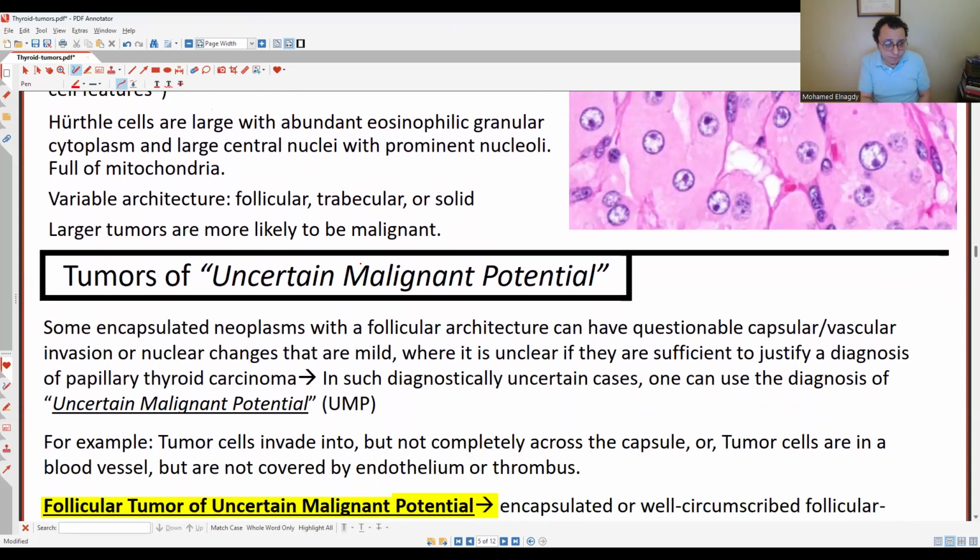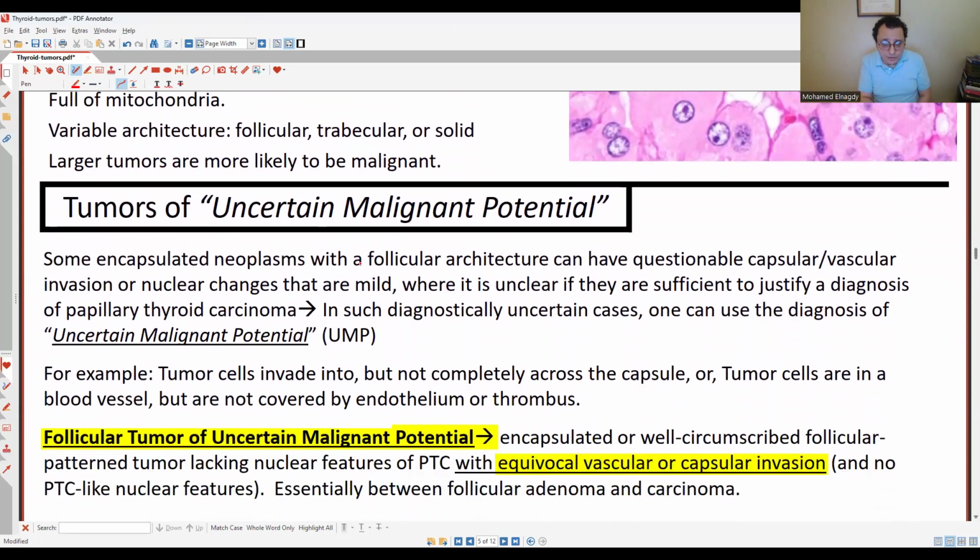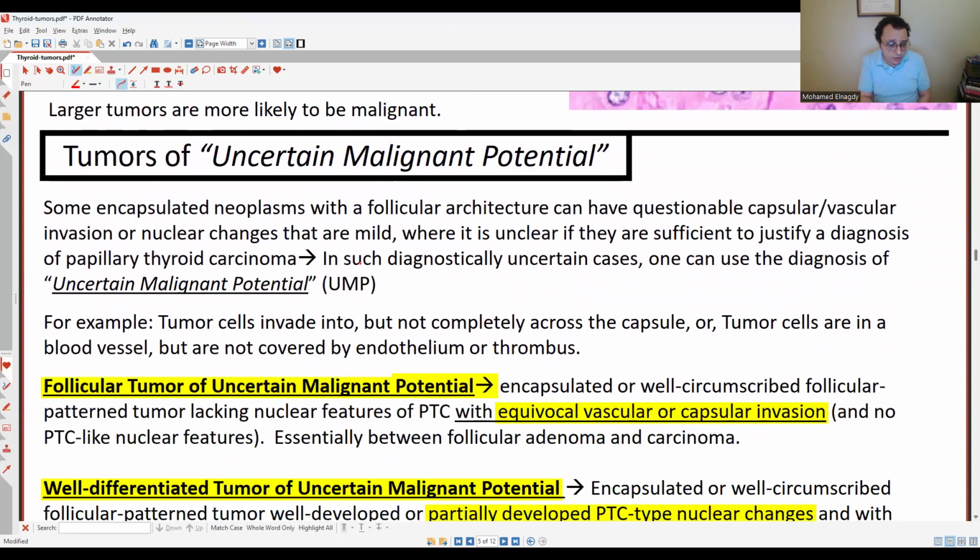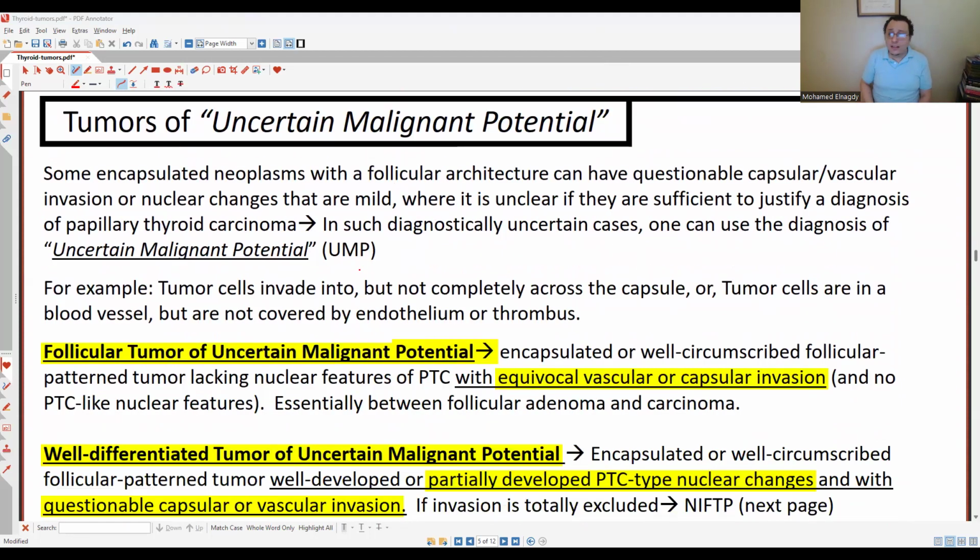Okay. Anybody remember from yesterday why Hurthle cell has a granular eosinophilic cytoplasm? We need to repeat this so that we memorize. It's a lot of mitochondria? Yes, a lot of mitochondria. That's why it's eosinophilic granular. Yeah, good job.